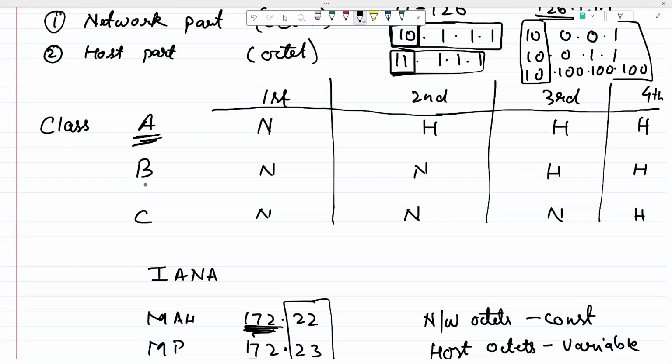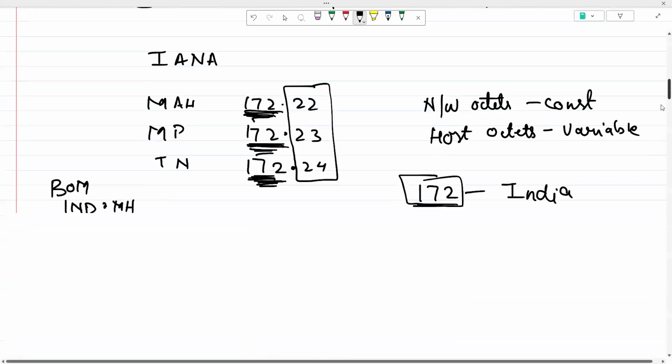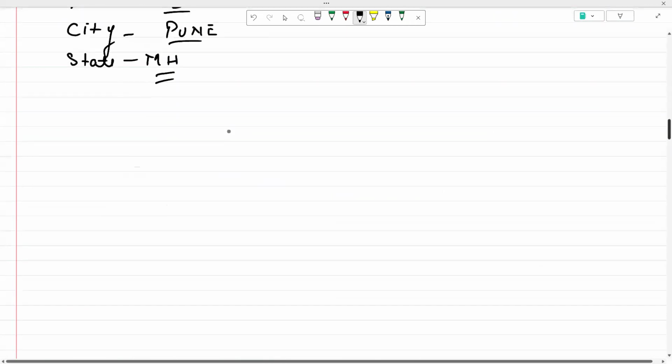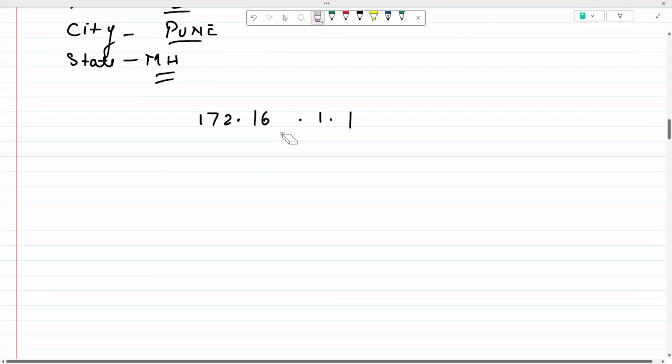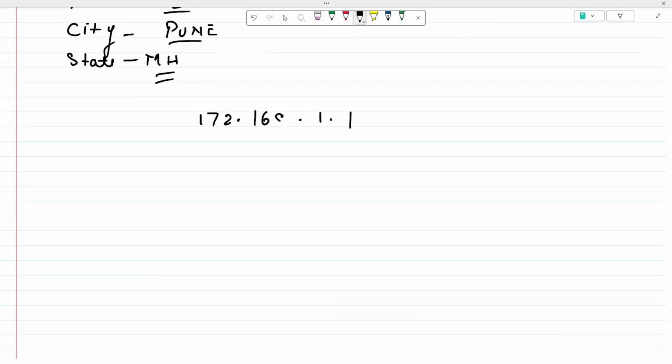Okay, fine. Now, for every class, you have different sets of network parts and host parts. So for class B, the first two octets will remain the same. The last two octets will keep on changing, right? So if I write an IP address from class B, 172.168.1.1. Okay, so this is a class B IP address. So what is going to happen? These two octets will remain the same because they are the network part, right?